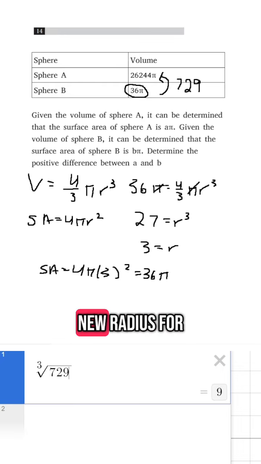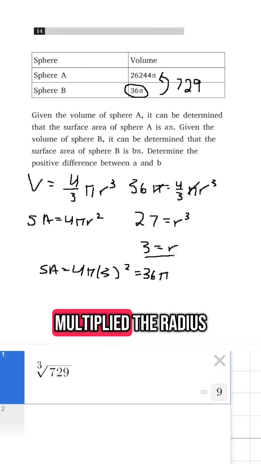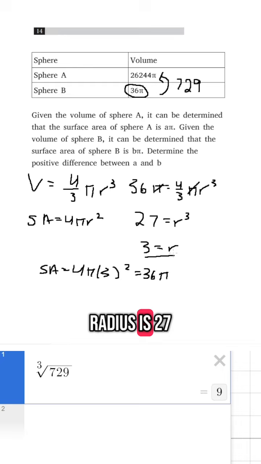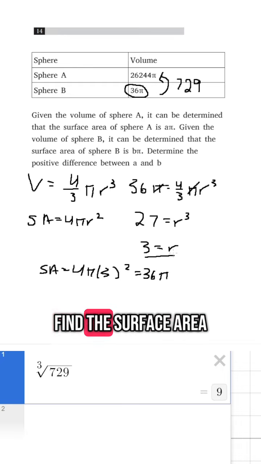So now my new radius for sphere A is going to be 27, right? If I multiplied the radius of 3 by 9, then my new radius is 27. I can then use that to find the surface area, but I will go one step further.